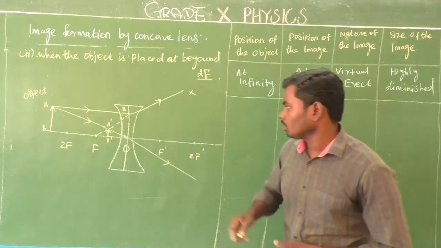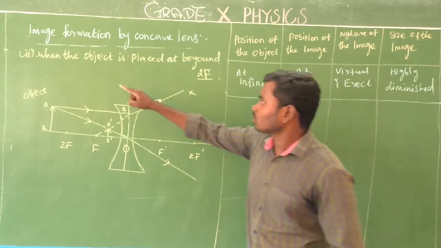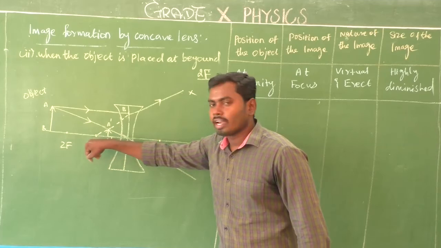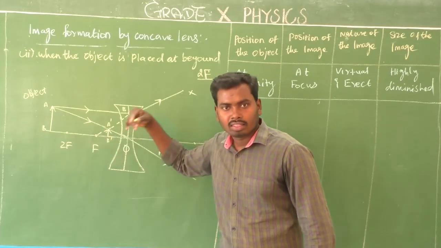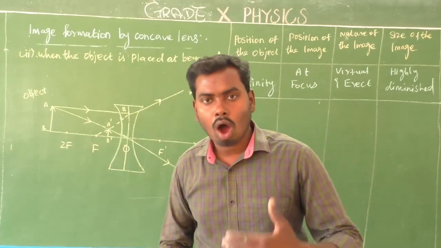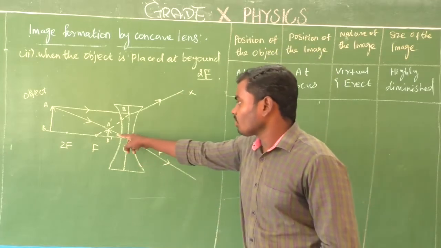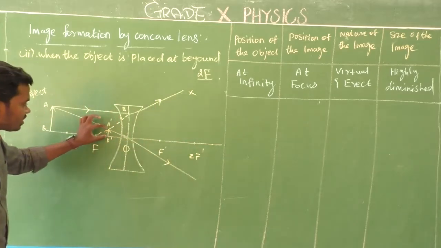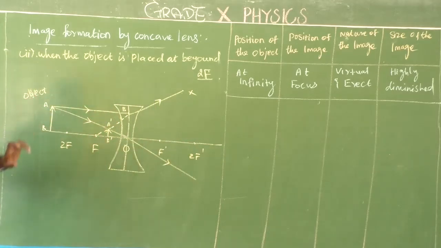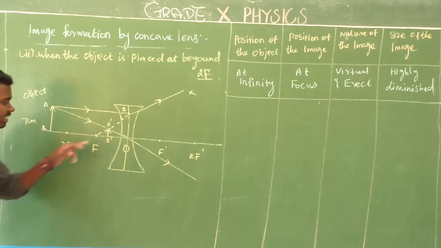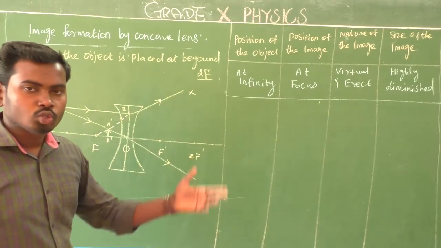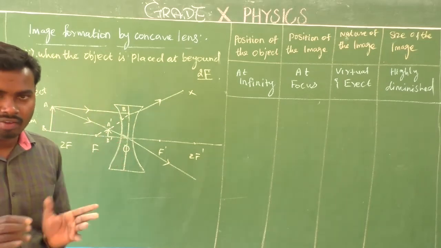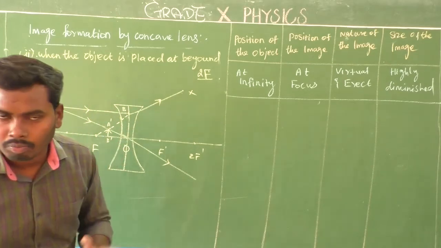Look at here. So this is the second situation. When the object is placed beyond 2F, image will be formed between O and F, which means optical center O and the focus F. The nature of the image is virtual image. All virtual images are erect images. Then the size of the image is diminished. The size of the image is small compared to the object size. If the object size is 7 centimeter, then the image size will be less than 7 centimeter. It may be 4 centimeter, 3 centimeter, 5 centimeters, whatever it is, but it should be less than 7 centimeter. That is a concept. Is it clear? Yes, very simple.